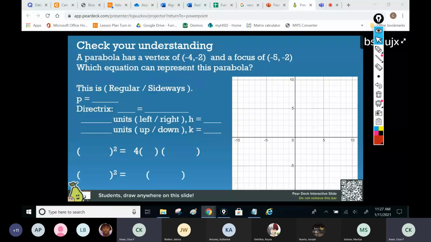The red exclamation mark. Check the P again. The number is correct. The sign is incorrect because this thing opens left. If it opens left, P will be negative. So that means -1.